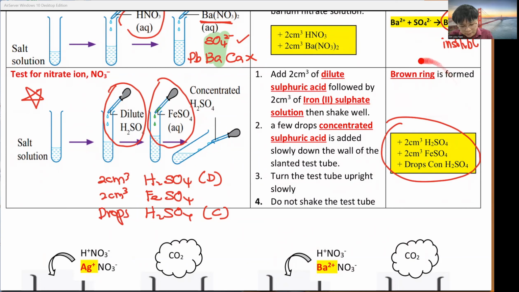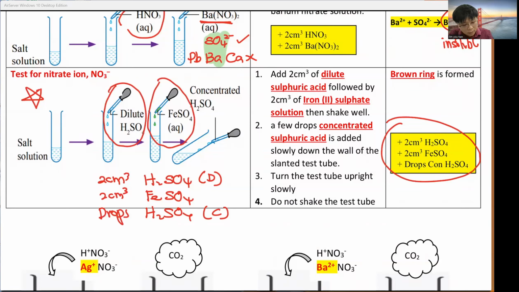Because there are a lot of procedures here, that's why this part always comes out in exams. If you shake, you won't get the brown ring, because the brown ring is delicate. If it forms and you shake a bit, it disappears. So that's why you cannot shake. If you shake before it forms, you can't see the brown ring. That's why when you do this test, quite a lot of students won't get the brown ring, because they actually shake before it forms.